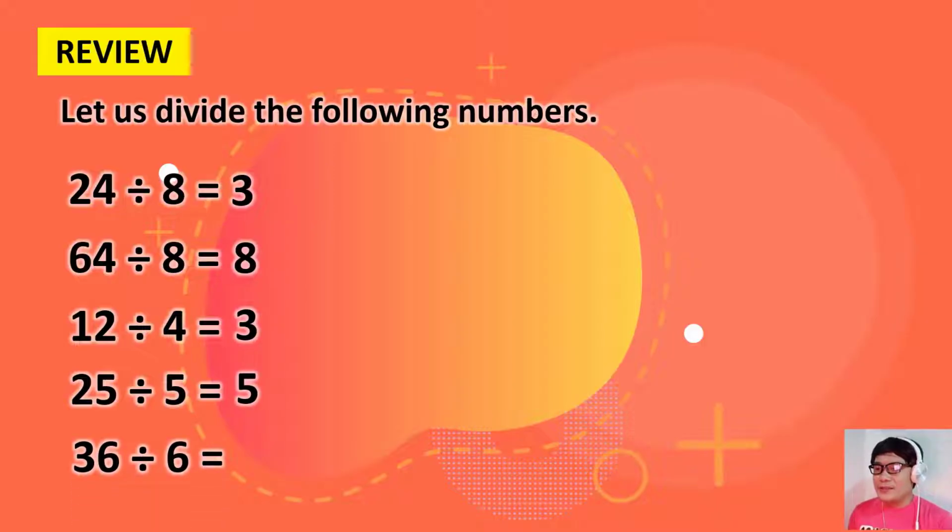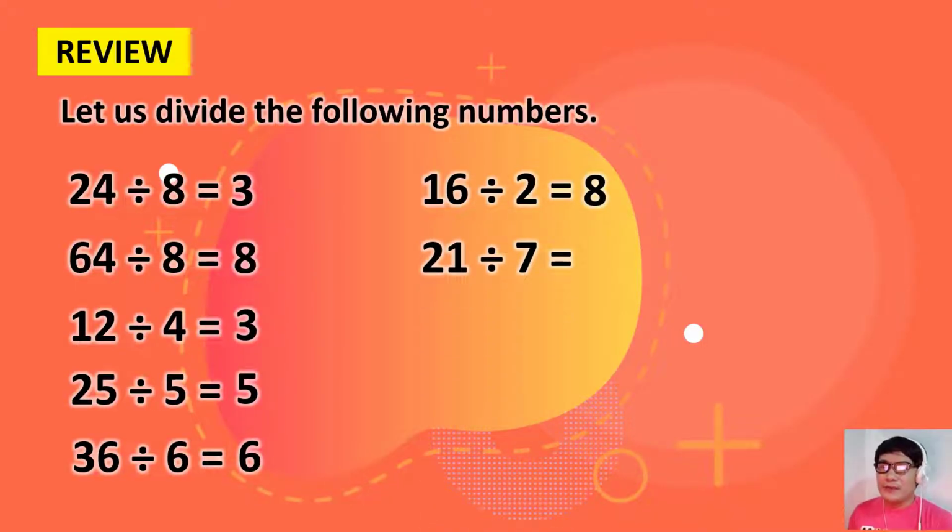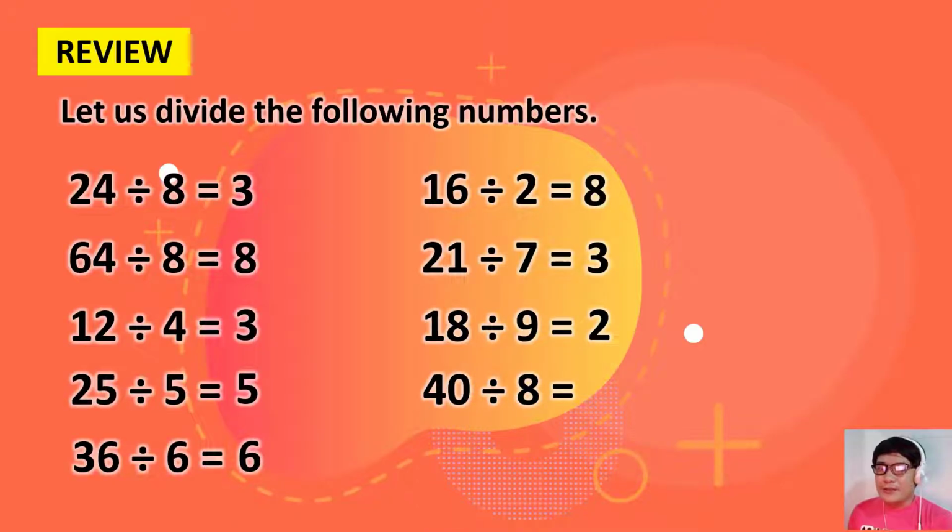36 divided by 6, very good, 6. 16 divided by 2, that is correct, 8. How about 21 divided by 7? That is right, 3. 18 divided by 9? Very good, 2. 40 divided by 8? That is right, 5. And 42 divided by 6? That is correct, 7.